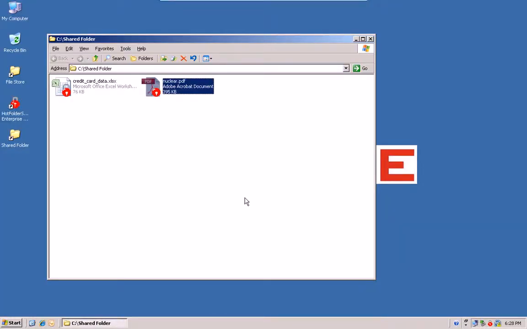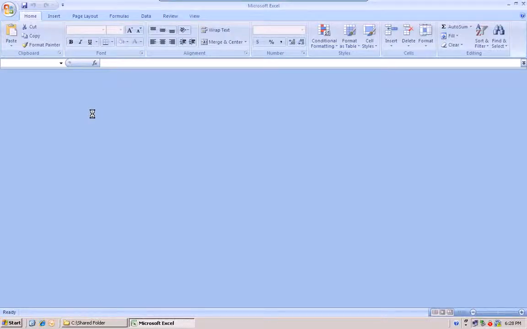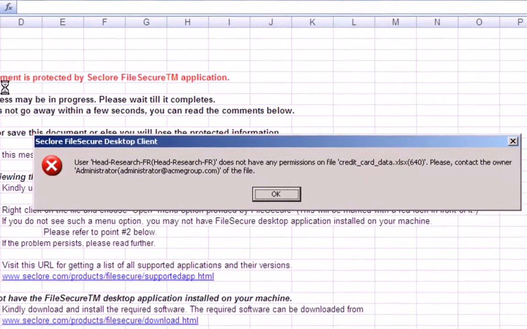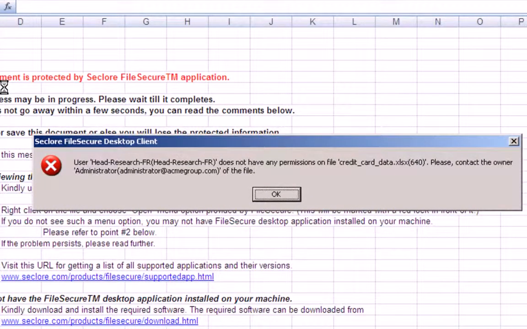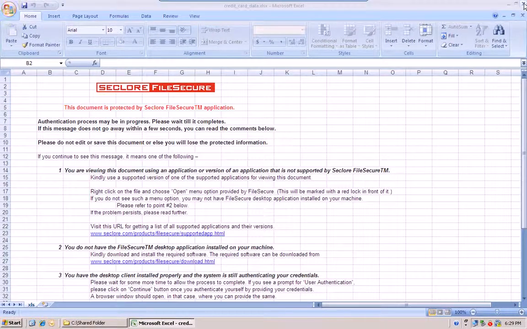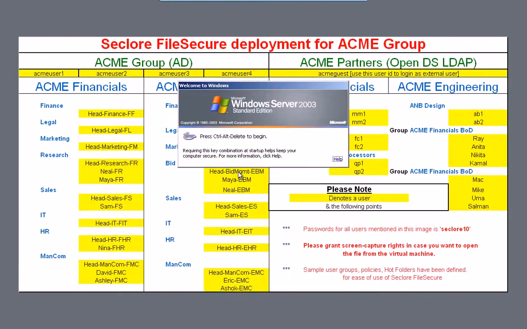Now let's try to open the credit card data document and see if the head of the research department can open this document. When the head of the research department tries to open this document, as expected, you would see that he cannot open the document, and there's a message which says that this user does not have permissions to open the credit card data document because it has been IRM protected with the right IRM policy, which restricts the head of the department from accessing the document.